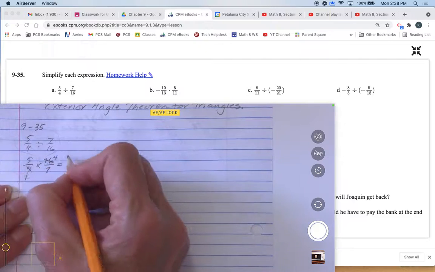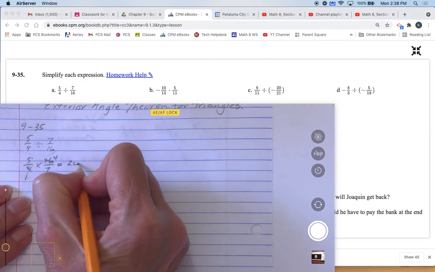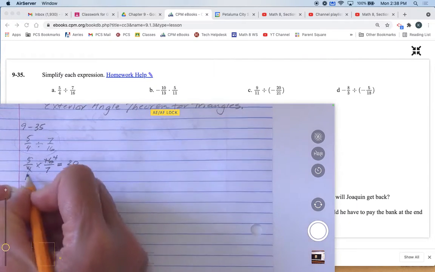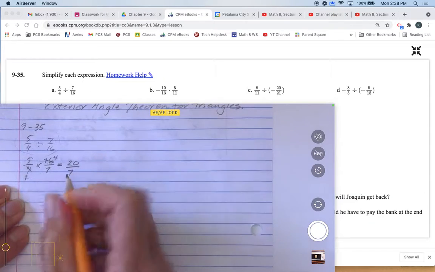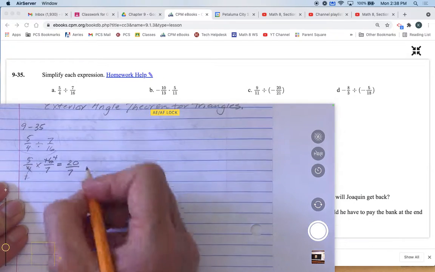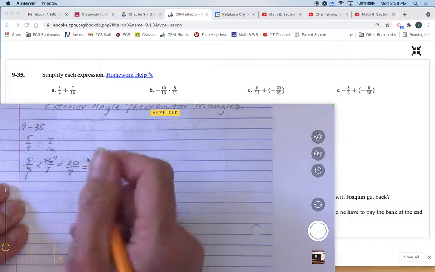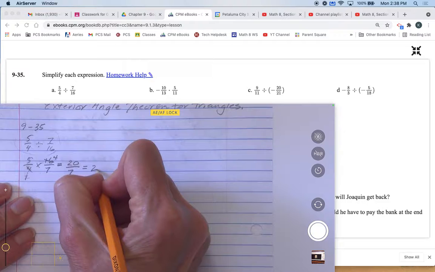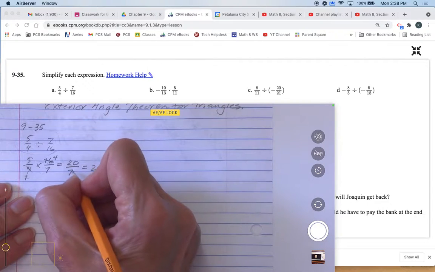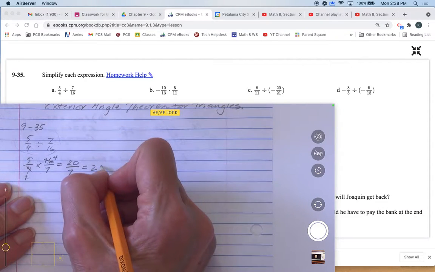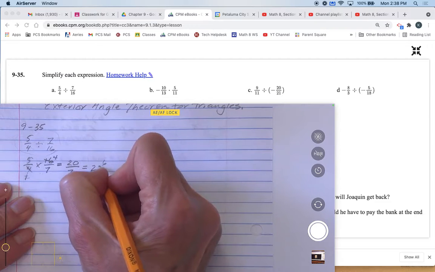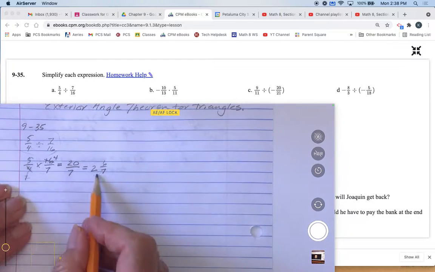So 4 times 5 is 20. And then 1 times 7 is 7. And so we could just leave it that way. It's an improper fraction. We could divide that into it. It goes in twice. And 7, that's 14. So there would be 6/7 left over.